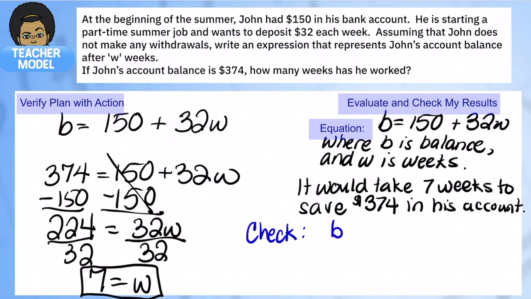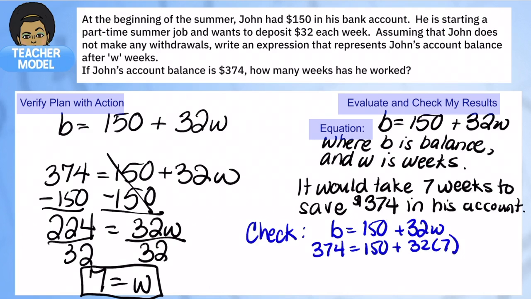You're just going to take your original B equals 150 plus 32W. We're going to substitute all our numbers. 374 is equal to 150 plus 32 times 7. Literally just take 5 seconds to do 32 times 7. You're going to get 224. And then just add it up. 150 plus 224 does give you 374.